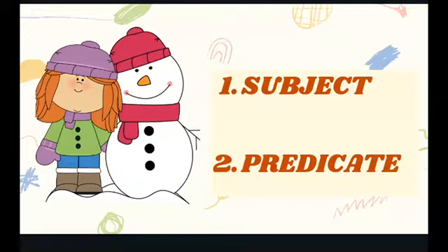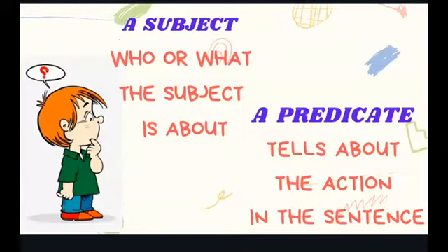So students, understand a sentence is said to be complete only if it consists of both the parts, that is, subject and predicate. If either of these is missing, then the sentence cannot be considered as complete. It is incomplete. It does not make sense. So remember students, a complete sentence consists of both subject and predicate. Let's understand what each of these means.